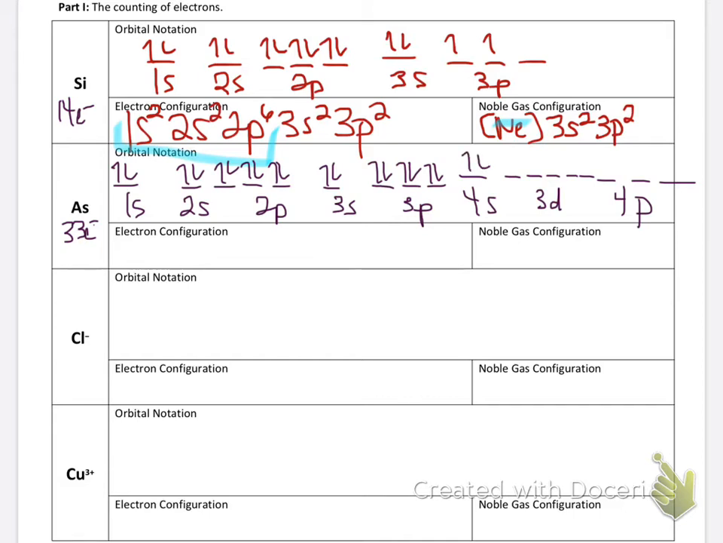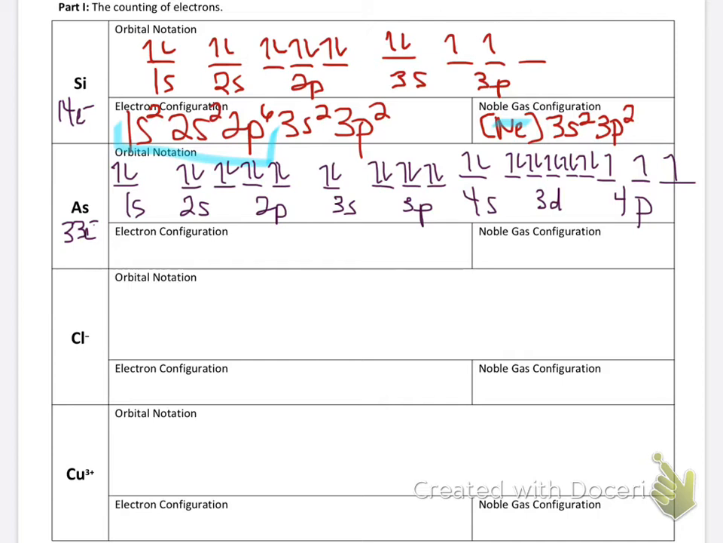I will fill up 4s, 3d's all the way filled, so 1 in each before we add the second. And then 4p, well, arsenic is the third element in 4p, so there's only going to be 3 electrons. Each electron in 4p is going to get its own orbital. They're not going to pair up until they have to.